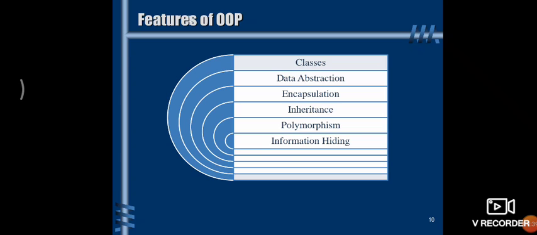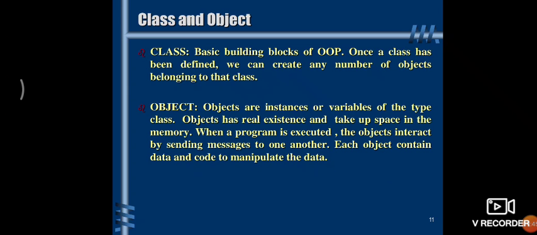So now it comes to the features of object-oriented programming, which are class, data abstraction, encapsulation, inheritance, polymorphism, and information hiding. So what are class and object? I have also discussed this in the previous tutorial. Class is the basic building block of object-oriented programming. Once a class has been defined, we can create any number of objects belonging to that class.